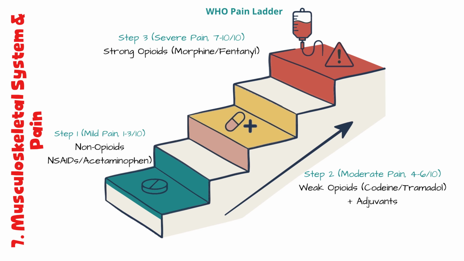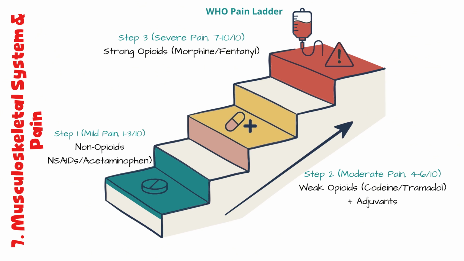The WHO pain ladder: Step 1, mild pain, non-opioids, NSAIDs or acetaminophen. Step 2, moderate pain, weak opioids like codeine or tramadol plus adjuvants. Step 3, severe pain, strong opioids, morphine or fentanyl.